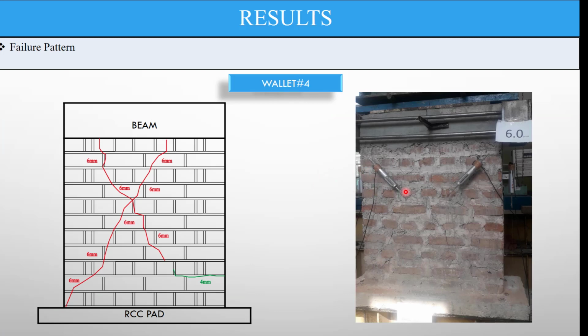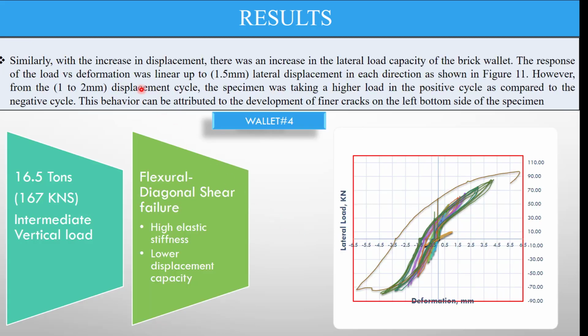This is specimen number 4. Specimen number 4 had a diagonal crack appear on the surface of the brick wallet at 6 mm, and it behaves quite differently from the other wallets. With the increase in displacement, there was an increase in the lateral load capacity of the brick wallet. However, the response was linear up to 1.5 mm displacement cycle. It has a higher elastic stiffness but lower displacement capacity because it failed at 6 mm.